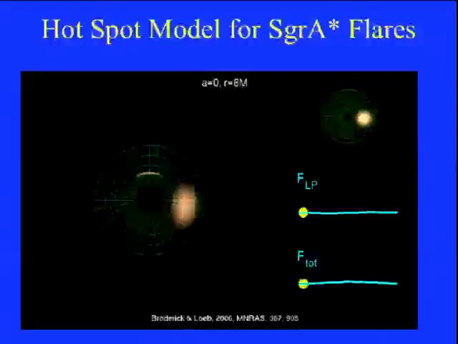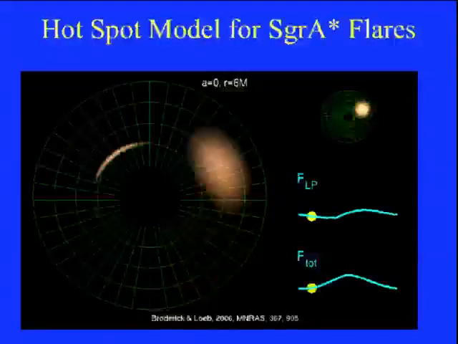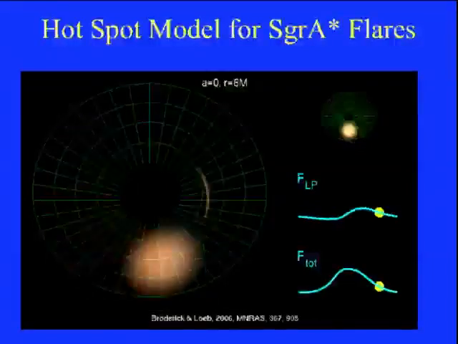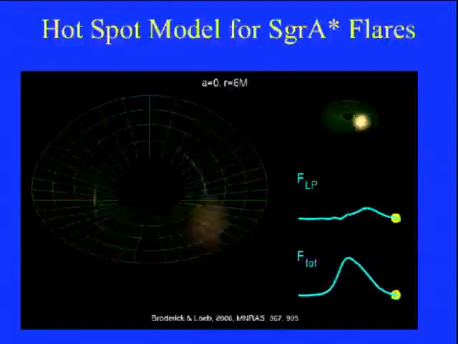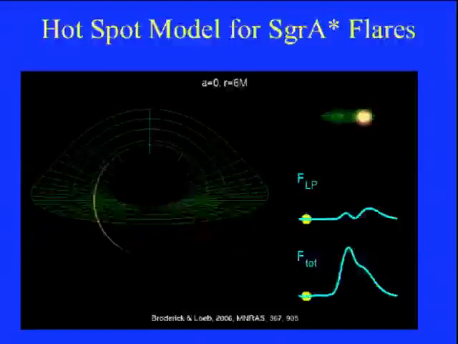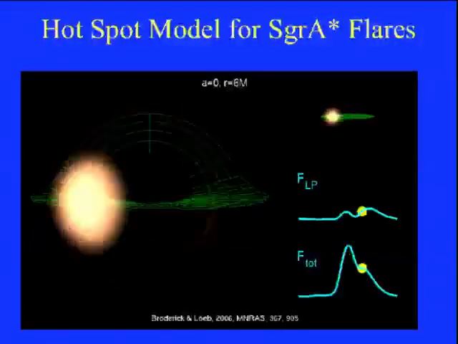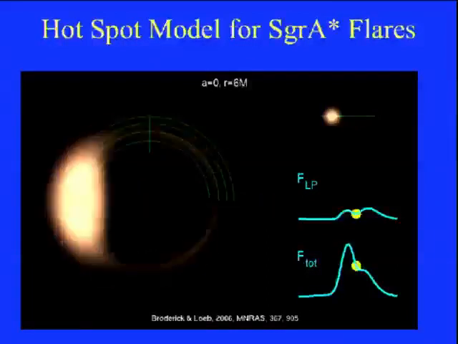Here's an animation of a hot spot orbiting the galactic center. And this is a favored model for how Sag A star flares. And you can see that the light bending around Sag A star gives you these secondary and tertiary images. This is what Newton sees. This is what Einstein sees. Radically different. You see these asymmetric structures because light rays loop around the black hole multiple times before they get to our line of sight.